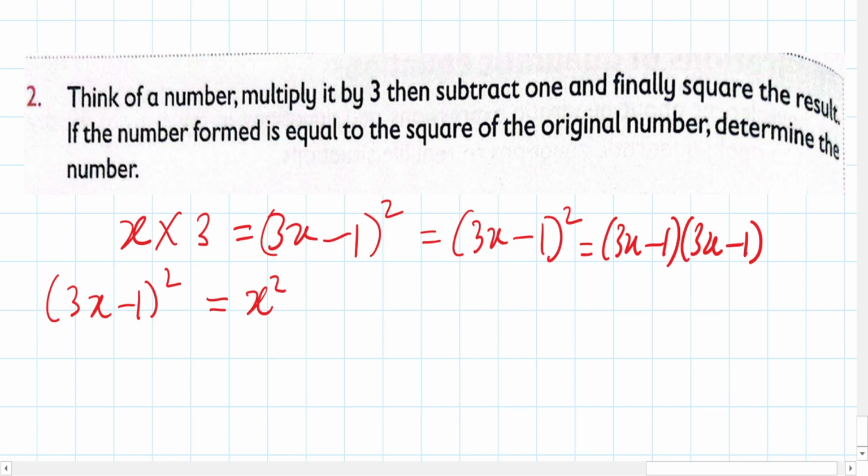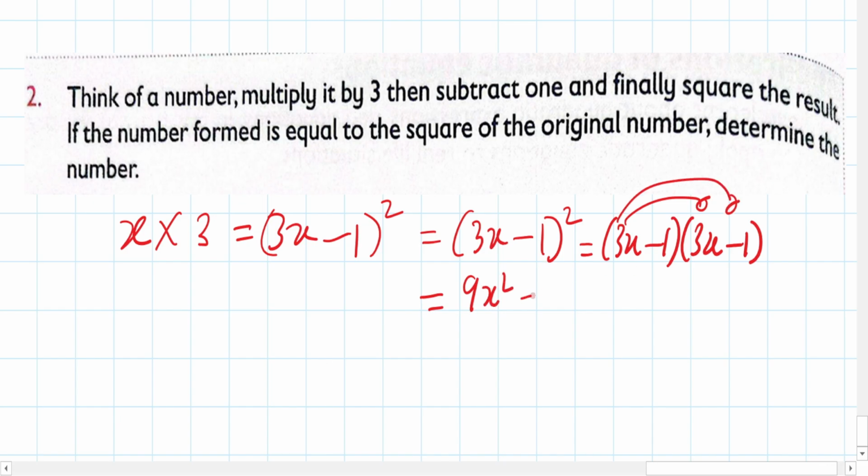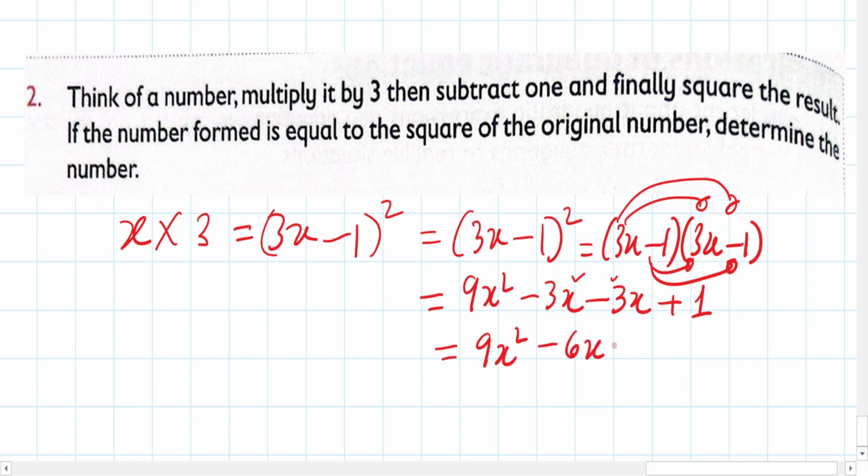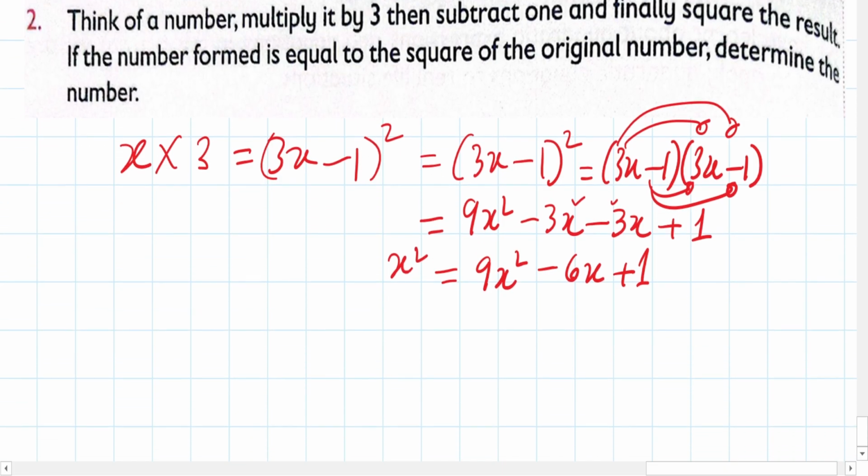I know that it will be equal to that one. So obviously 3x times 3x is going to give you 9x squared. 3x times negative 1 is going to give you negative 3x. Negative 1 times 3x is going to give you negative 3x. And negative 1 times negative 1 is going to give you plus 1. So if you collect the like terms, 9x squared, minus 3x minus 3x gives you minus 6x, plus 1. And that is equal to the x squared that we said if you square the original number.